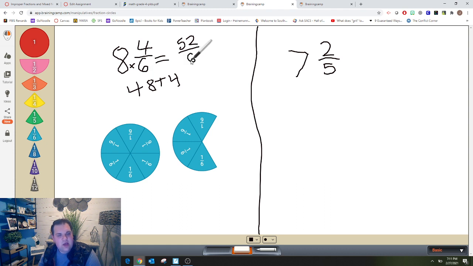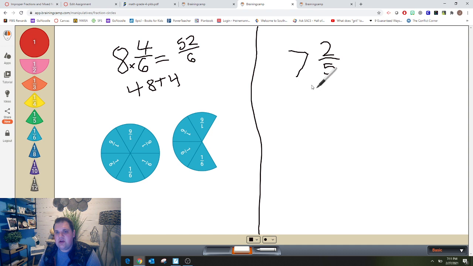So what you can do is take that whole number, multiply it by the denominator, we got that here, and then add those extra pieces, 4. It makes you a little bit more efficient, but here's why it works. 1 whole we know has 6, so that means in 8 wholes, if we multiply it, 8 groups of 6 pieces, we get that 48, and then we can just add those 4 extra pieces.